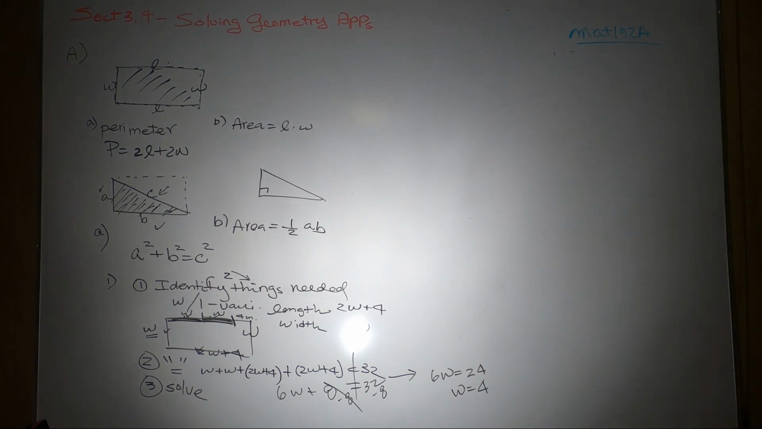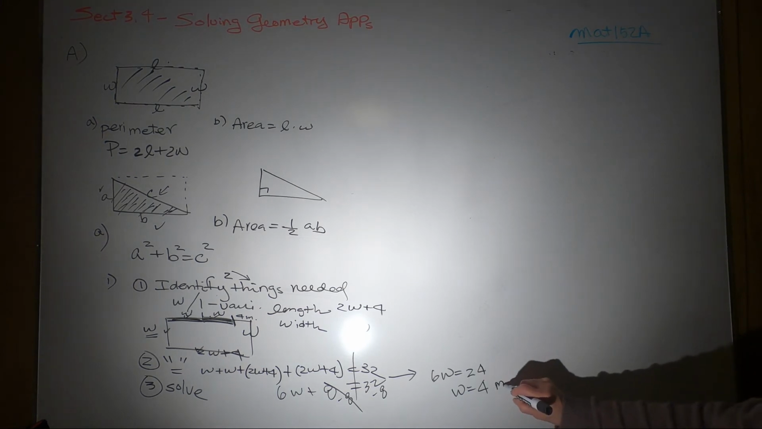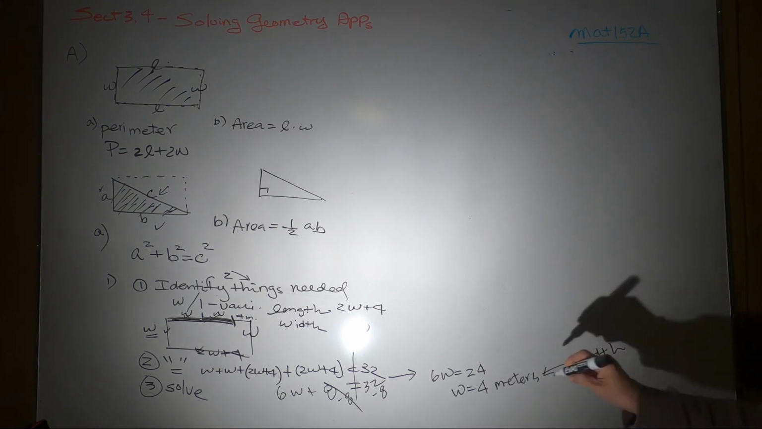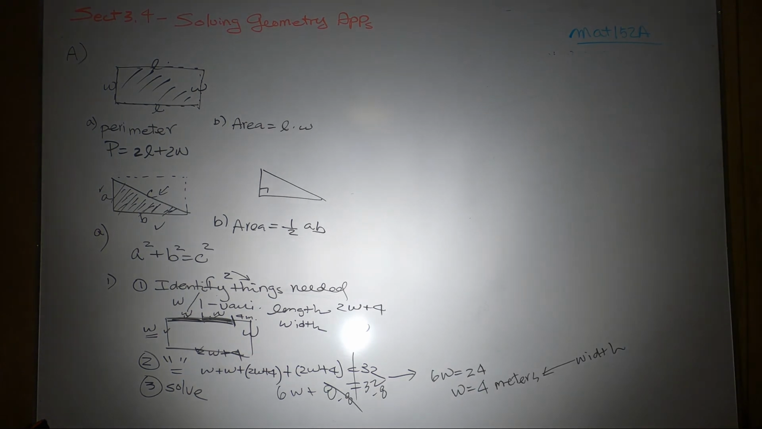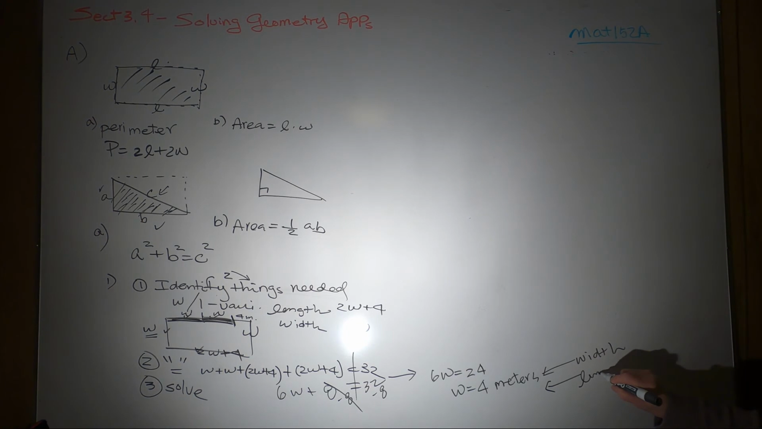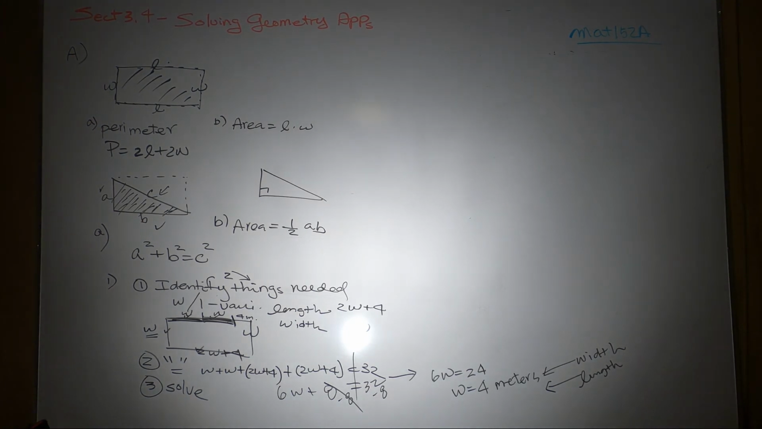Then you have to describe what kind of things you are talking about. $4 for goats? No, for this case is what? 4 meters for what? For width, right? Because that's your W. Then what's your length? Because it asks us for both length and width.